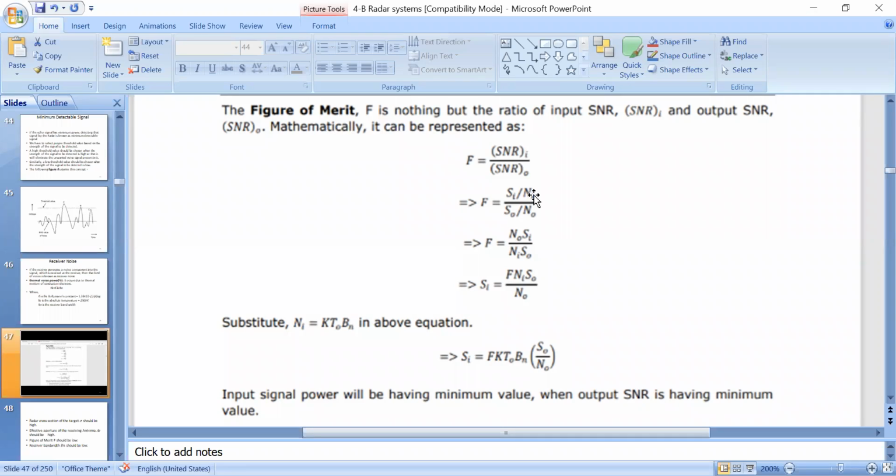So here I am writing the signal to noise ratio. Actually, wait a second.